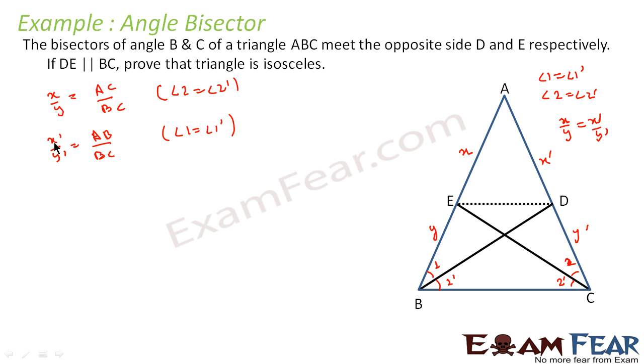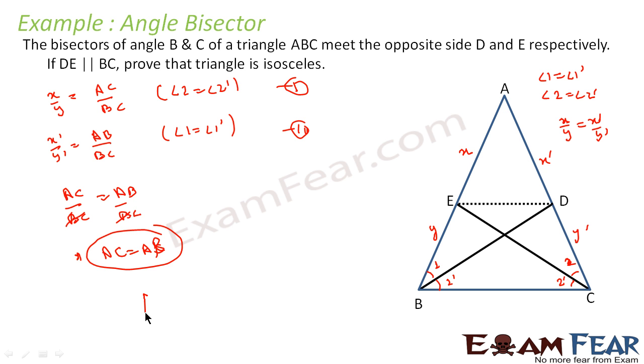But we are told that X by Y is equal to X dash by Y dash. You see here. Why? Because DE is parallel to BC. So I can equate these two equations, equation 1, equation 2. If I equate these two equations, I get AC by BC is equal to AB by BC. BC cancels. I get AC is equal to AB. Since I get AC is equal to AB, I can say that the triangle is isosceles. Very simple.